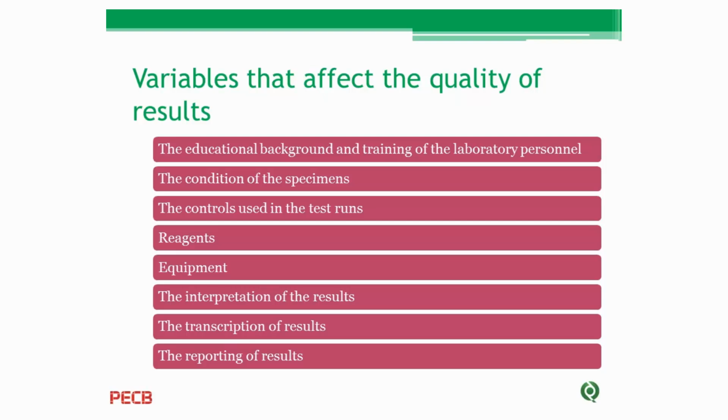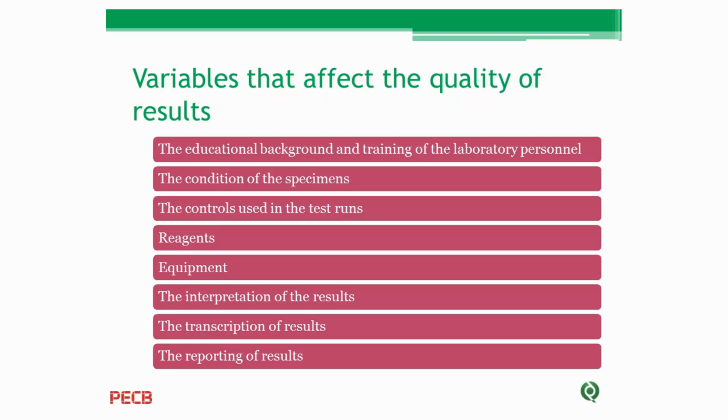Conditions of the specimens. Sometimes the laboratory doesn't have a good system in order to handle the specimens. Sometimes our test samples need to be stored in specified storage rooms, or some temperature requirements might exist. Okay, these variables might affect the quality of our results.